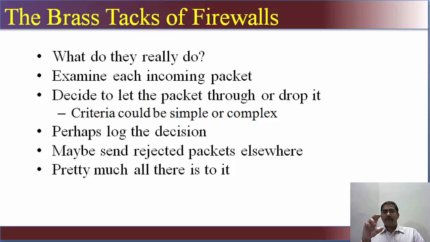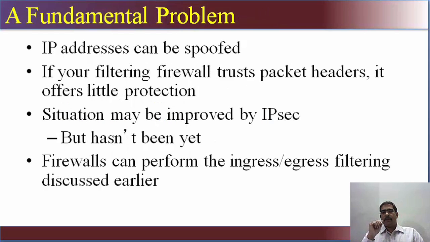So basically these are the functions or basic properties of a firewall. It is much more complex than that, but what you need to understand is it examines each packet, then it decides whether to allow the packet in or to drop the packet, or it could send the packet somewhere else. It logs all the traffic coming in if you configure it. The criteria for filtering can be a simple process or a complex process. So that is what basically a firewall will do.